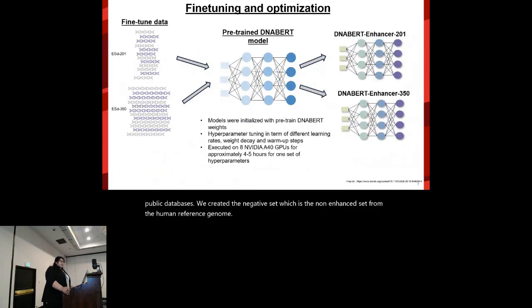Okay. So using these two datasets, we fine-tuned the pre-trained DNABERT model. The models were initialized with the pre-trained DNABERT weights, and we optimized the model through hyperparameter tuning based on epochs, learning rates, weight decays, warm-up steps, etc. The training was executed on 8 NVIDIA GPUs, leading to the development of about 500 fine-tuned models for each dataset. Among them, we selected the models with high performance and minimum training loss.